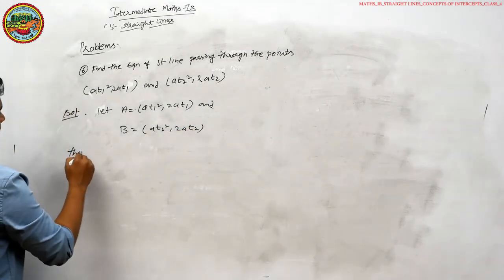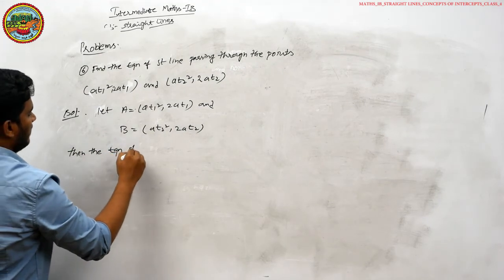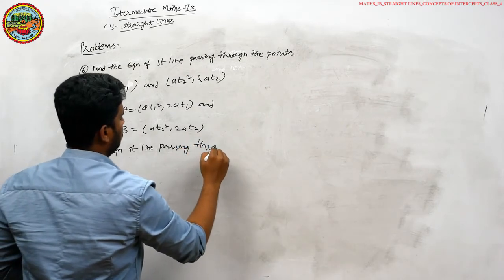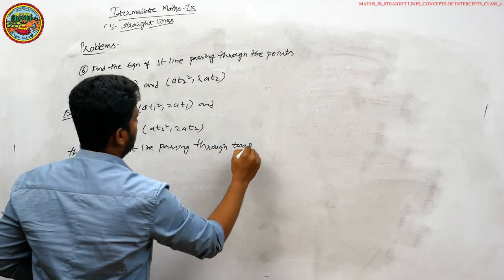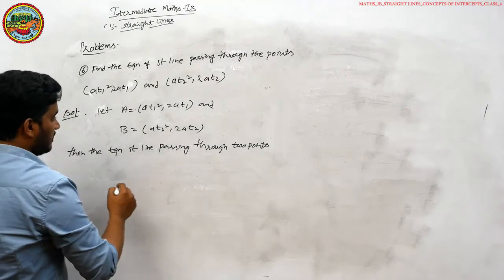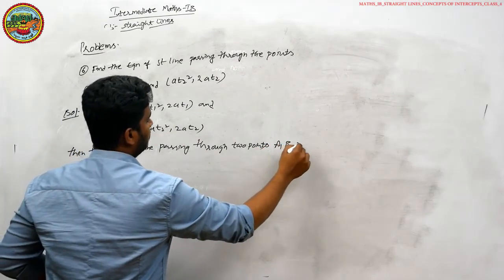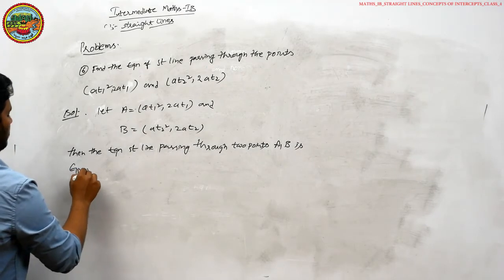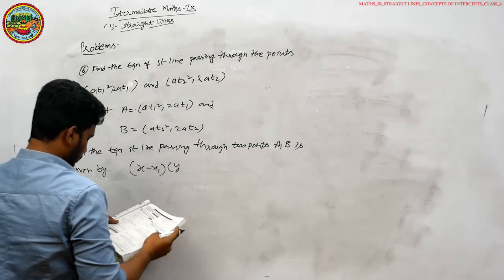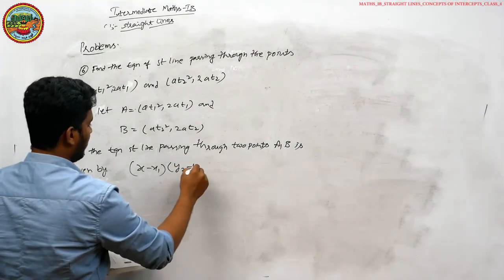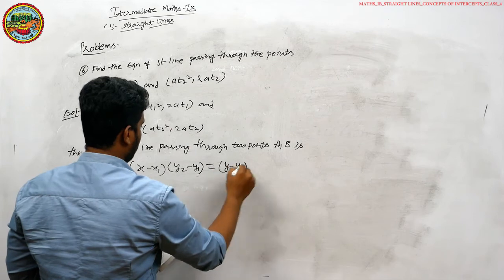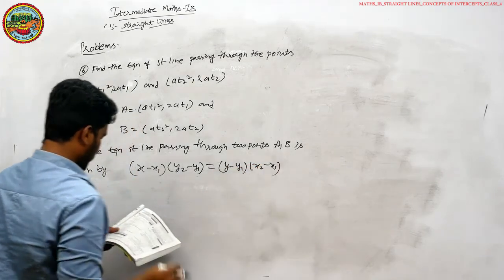Then the equation of the straight line passing through two points a comma b is given by x minus x1 into y2 minus y1, which is equal to y minus y1 into x2 minus x1.